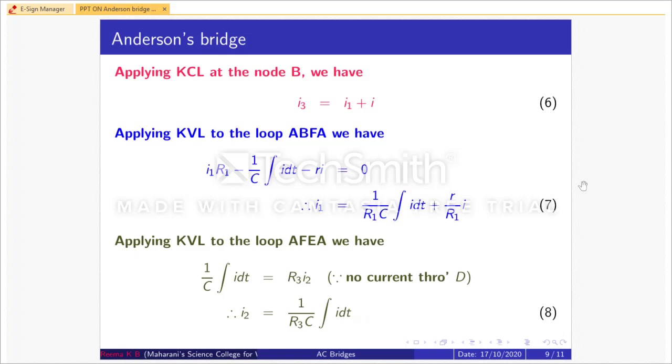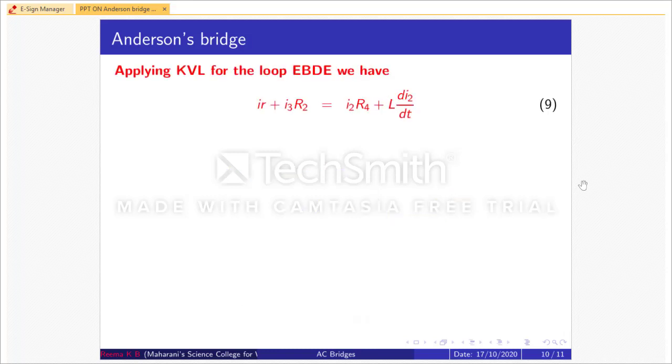Applying KVL to the loop AFEA, we have 1 over C integral I dt is equal to R3 I2. That is, no current flows through D. Therefore, I2 is equal to 1 divided by R3C integral I dt. Applying KVL to the loop EBDE, we have IR plus I3 R2 is equal to I2 R4 plus L times dI2 by dt.